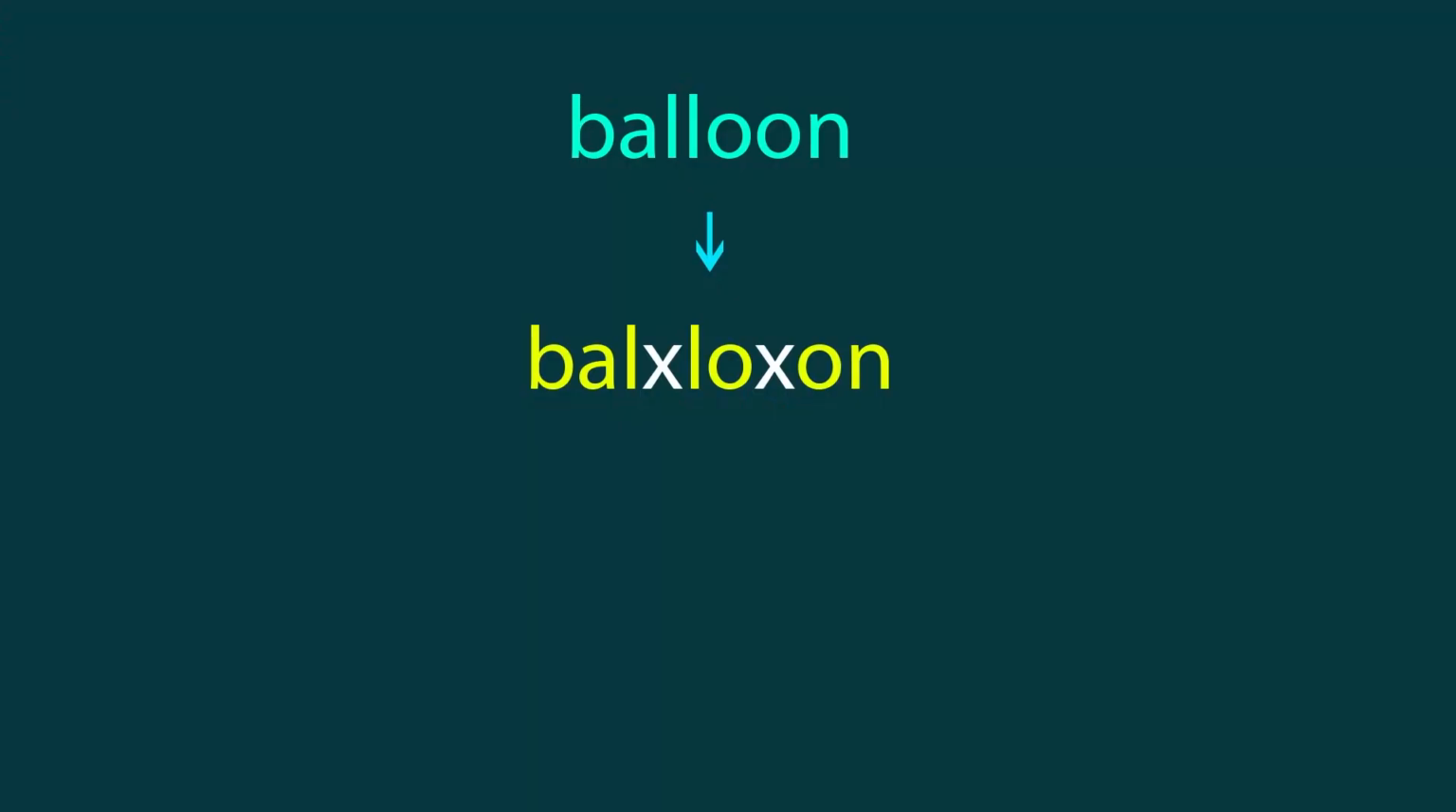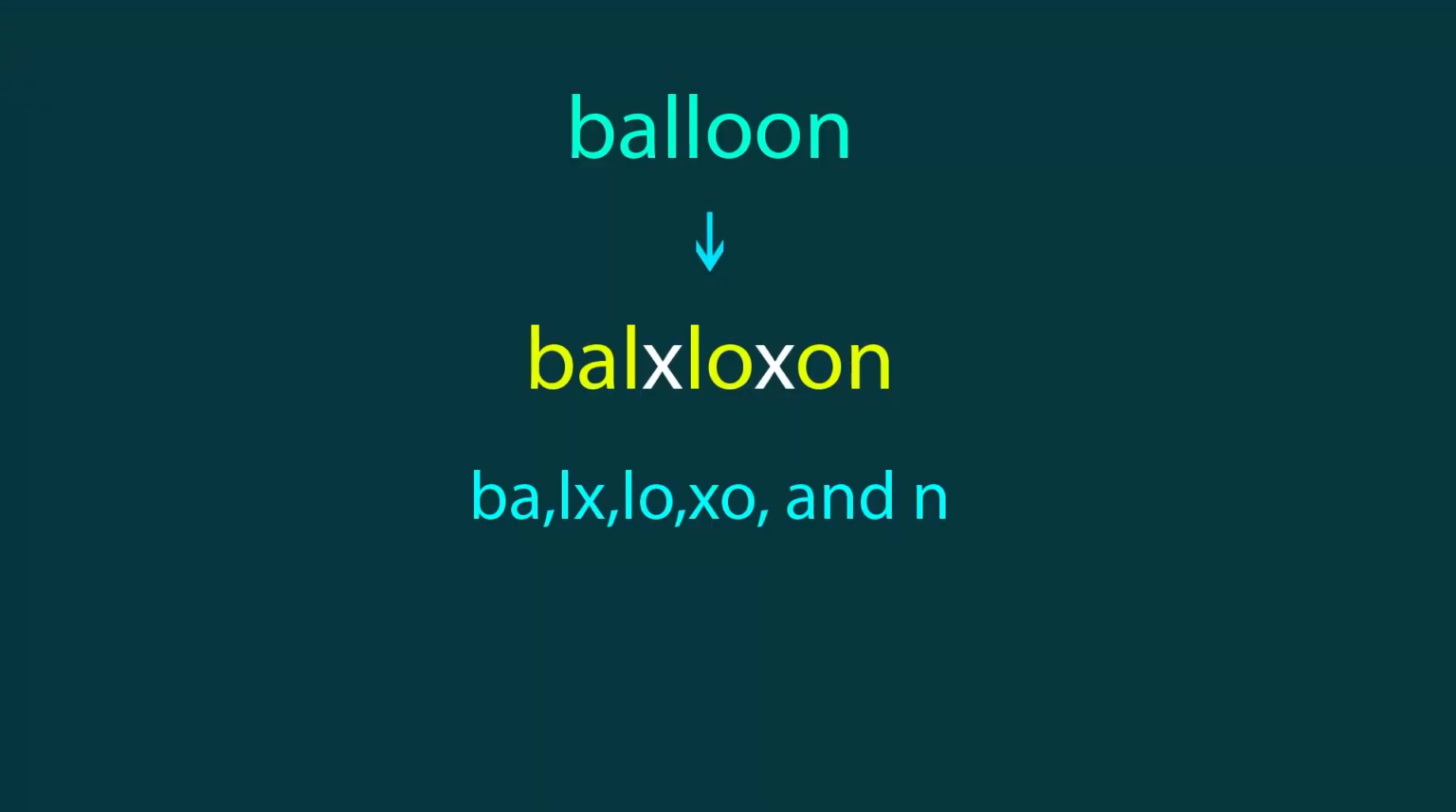If our plain text is balloon, then a bogus letter X or any other letter should be inserted in between L and L as well as O and O. That is, balloon becomes BALXLOXON. Now, the pairs are BA, LX, LO, XO and N.